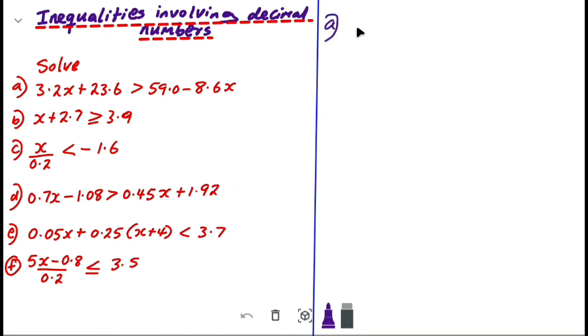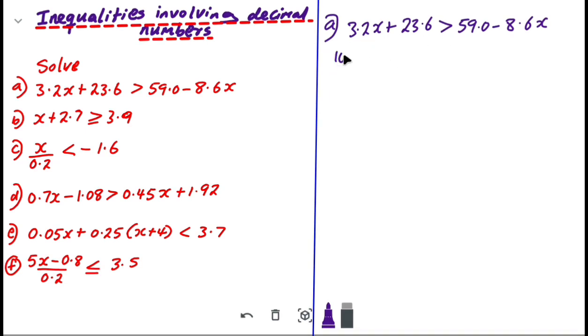We are to solve 3.2x plus 23.6 greater than 59.0 minus 8.6x. Now, for easy evaluation, we can change these numbers to ordinary numbers by multiplying both sides by 10. We multiply both sides by 10.